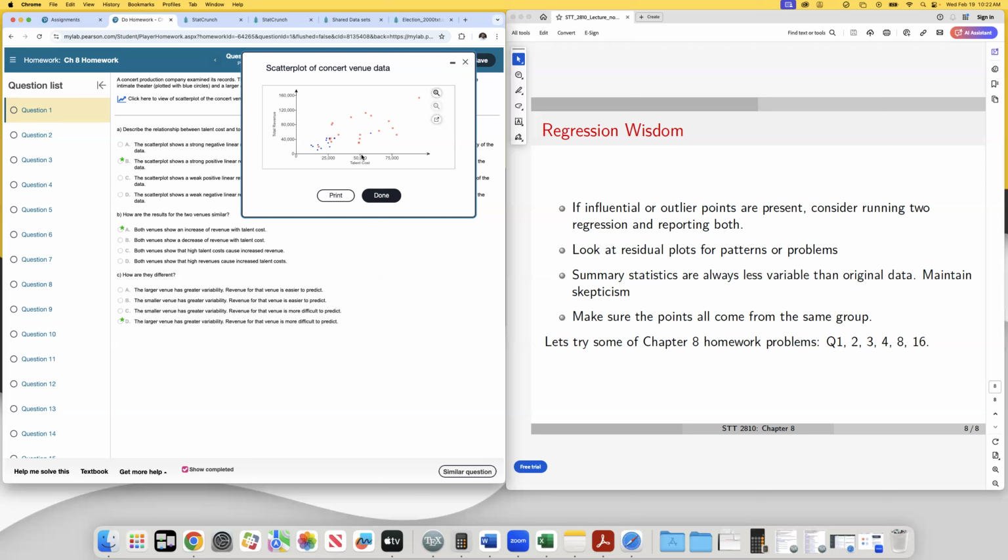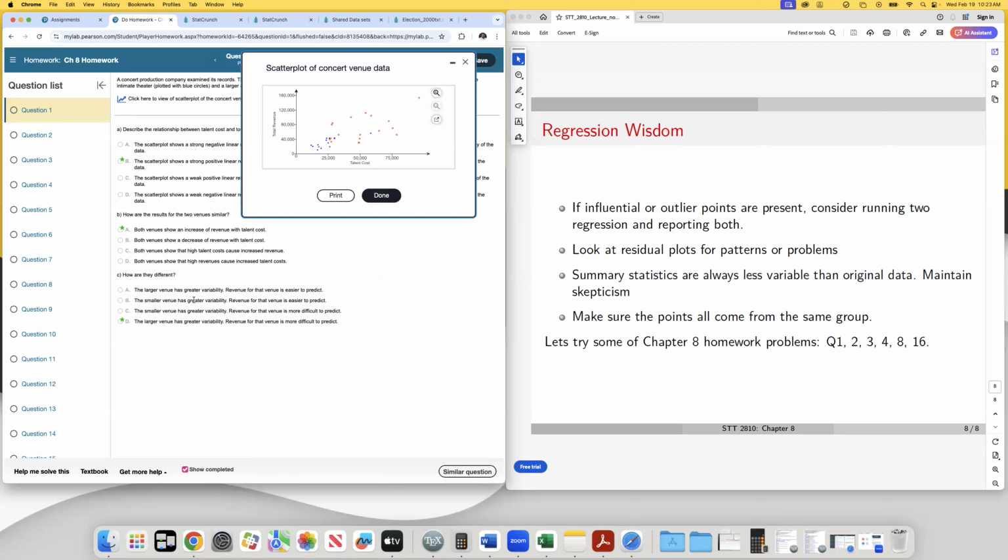The one that is not really enclosed, or a larger circle, means there is a greater variability. So we can see the larger venue has a greater variability, which is true because the larger venue is in red, and you can see the circle is bigger than this one. So this is true. And then revenue for that is harder to predict. If the variability is big, it is not easy to predict because it means that it is not consistent.